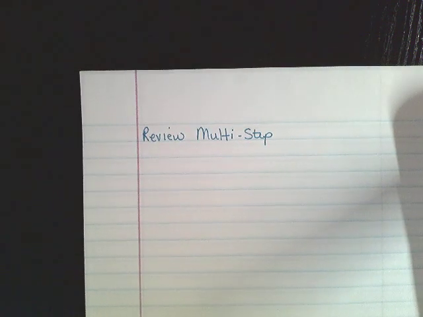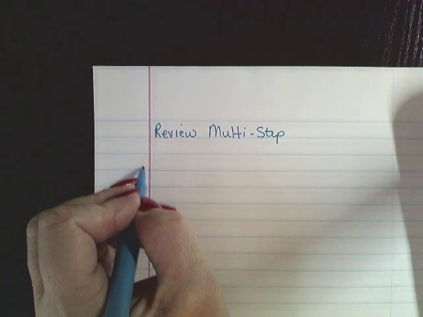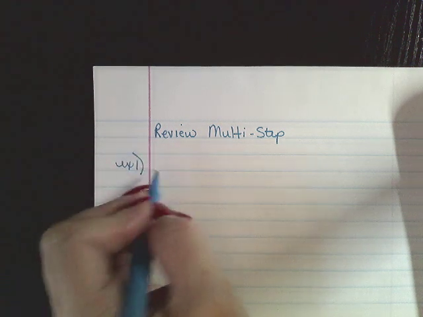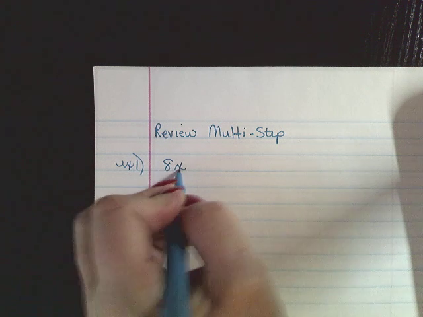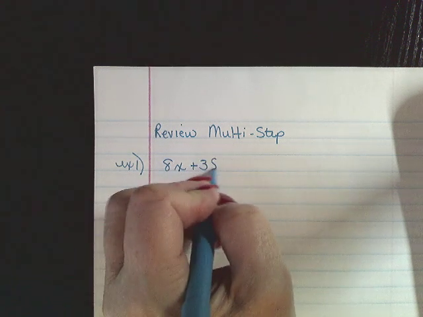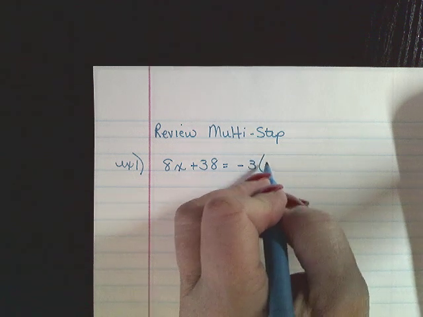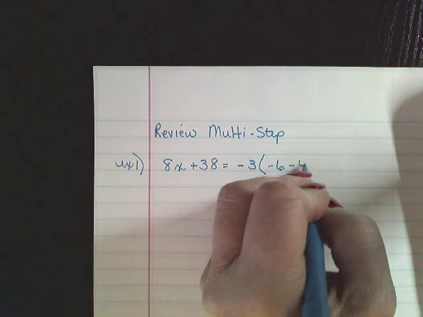Okay, I'm going to do two quick examples on reviewing multi-step equations with the distributive property, and then I'll get into the proportional unit that we're going to be working on. All right, so example 1, I have 8x plus 38 equals negative 3 times negative 6 minus 4x.